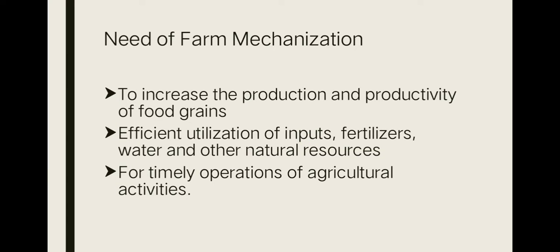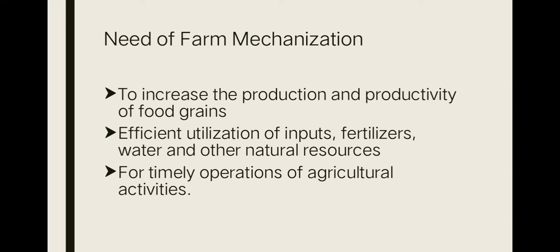Need of farm mechanization. Why do we need our farm to be mechanized? It means we want machines more in our farm compared to labor or animal power to increase the production and productivity of food grain. Sometimes manual power is a more time consuming process. Animal power is also a time consuming process. So in that time period our yield is decreased.